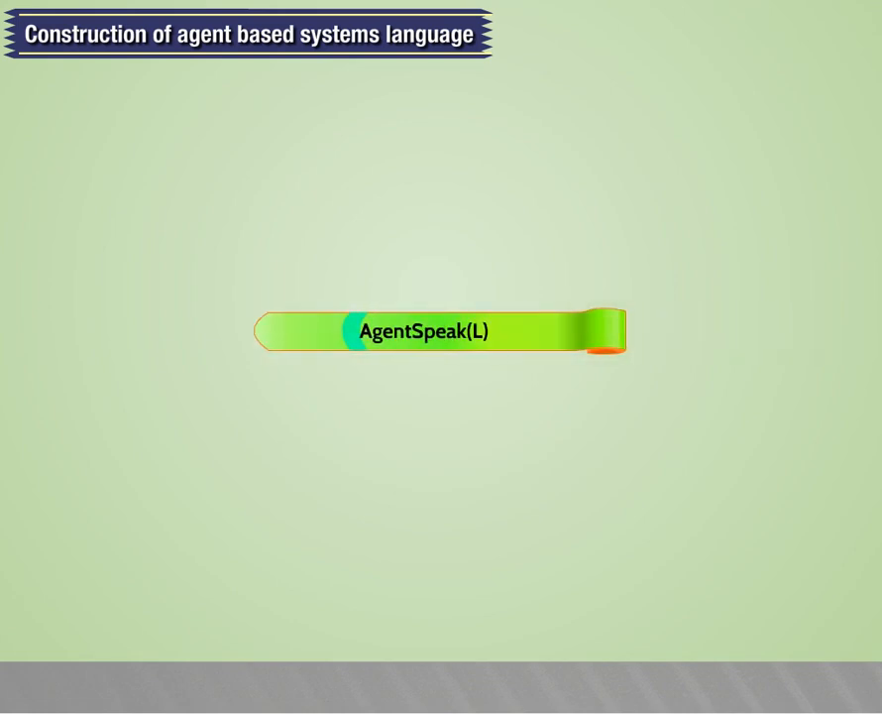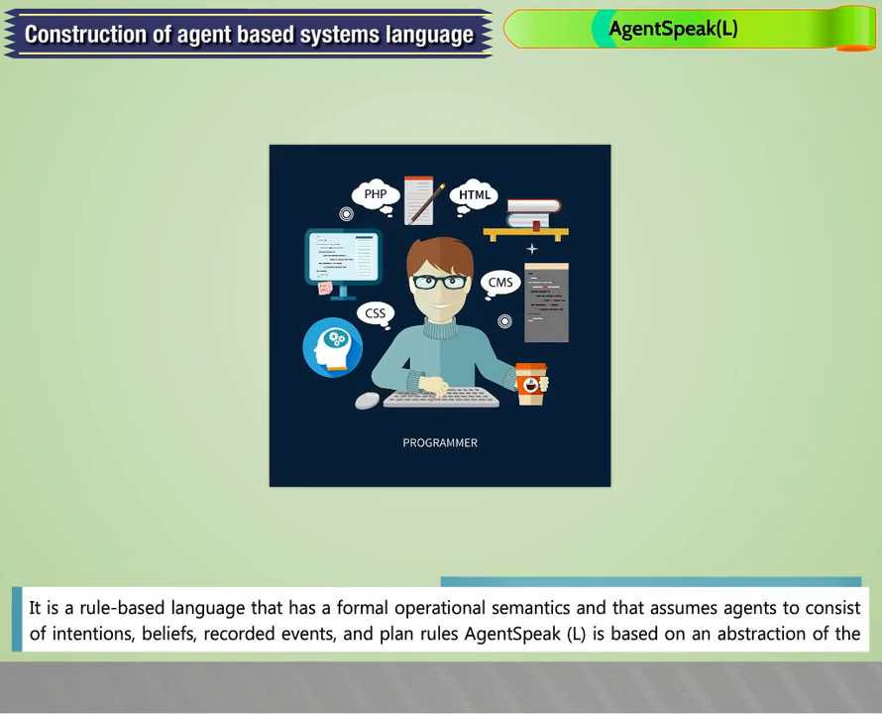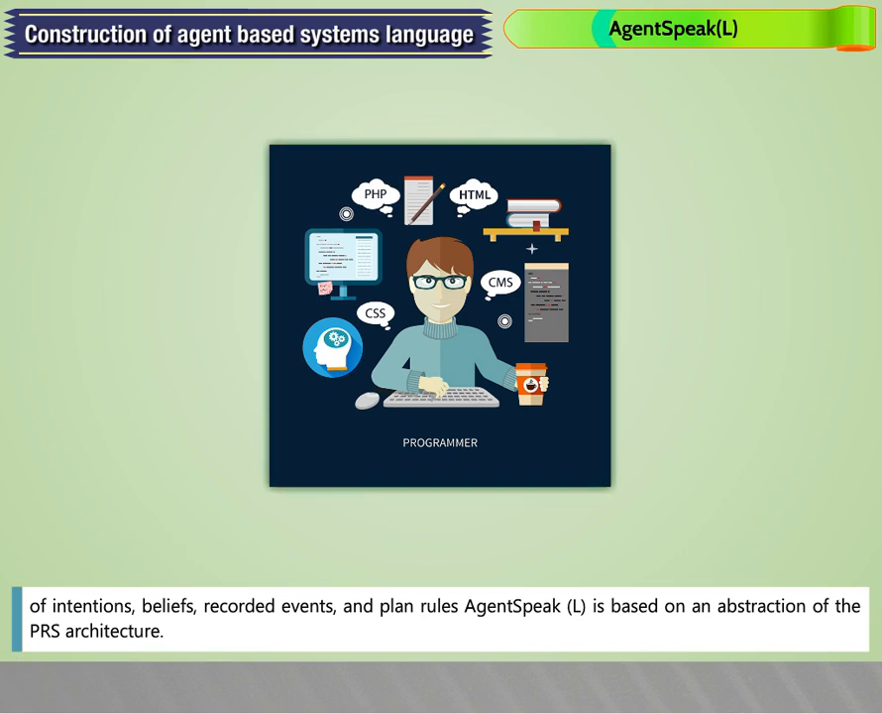AgentSpeak(L): it is a rule-based language that has a formal operational semantics and that assumes agents to consist of intentions, beliefs, recorded events, and plan rules. AgentSpeak(L) is based on an abstraction of the PRS architecture.